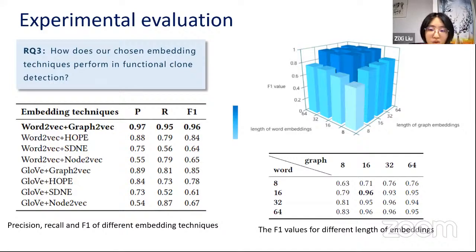On the other hand, we compare the effect of different vector lengths on the results. We use vector lengths of 8, 16, 32, and 64 for experiments. The data is in the table in the lower right corner. The graph on the upper left shows the visualization effect. As can be seen, a longer vector will increase the training time with very little increase of F1, and a shorter vector cannot capture sufficient code features.